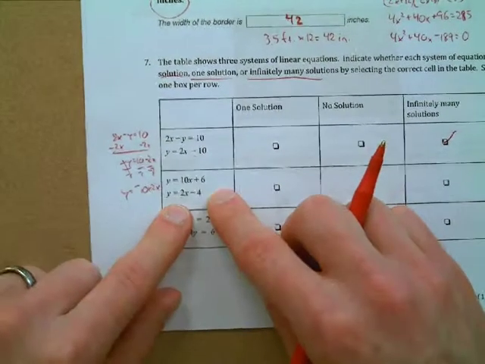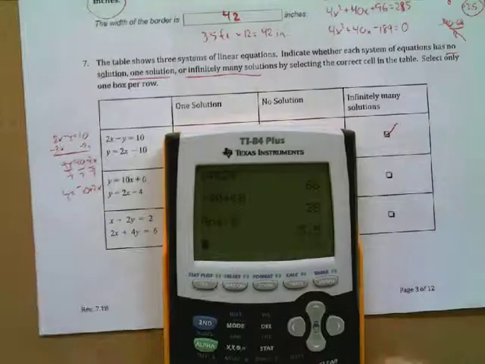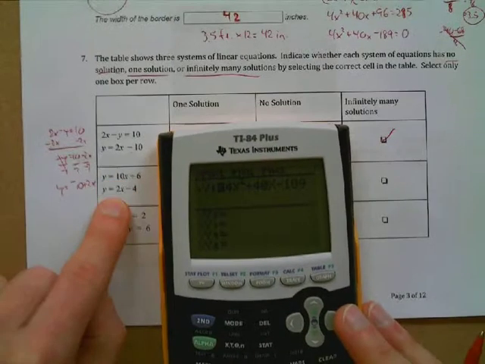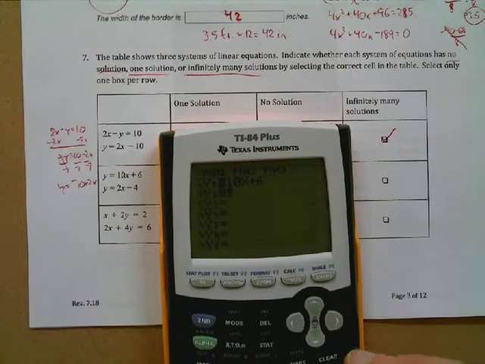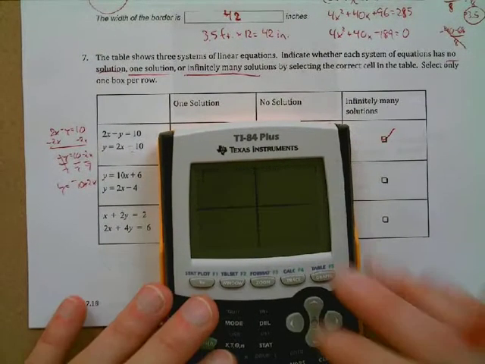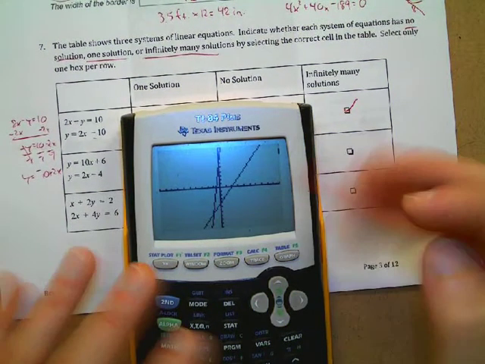This one's already ready to be graphed, so let's go ahead and graph it. You can see here that the slopes are different, and so we should expect them to intersect, right? That's pretty straightforward, I think. So we graph there. There's one line, there's the other line. One point of intersection, one solution.